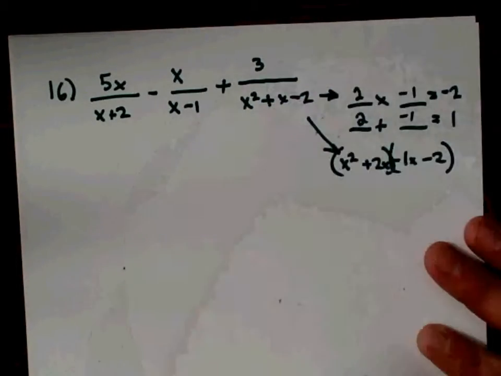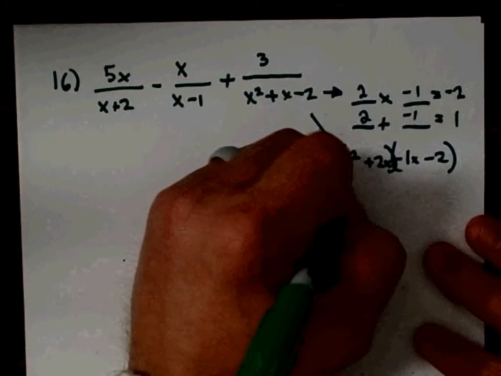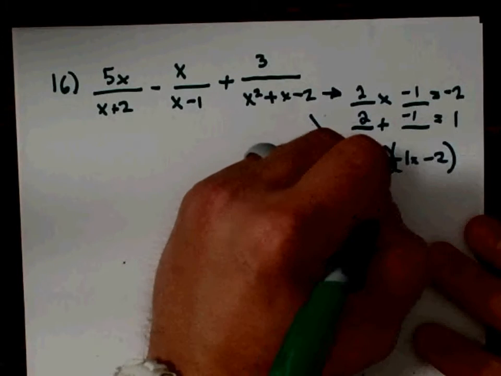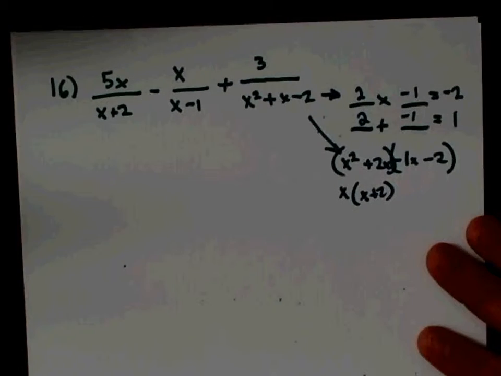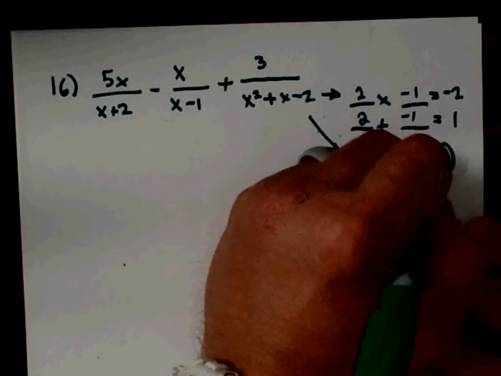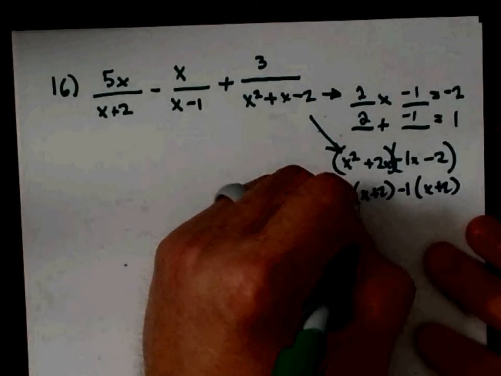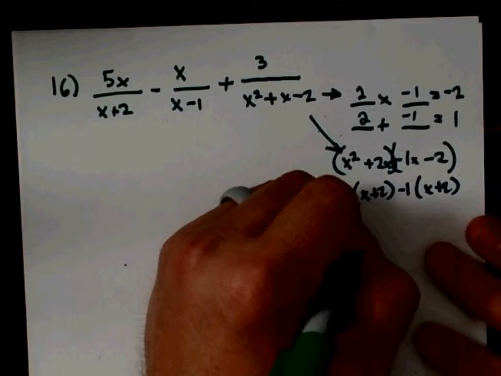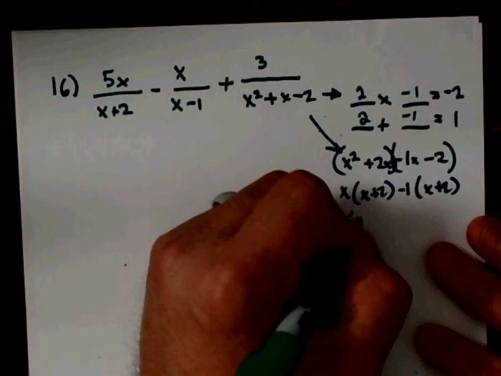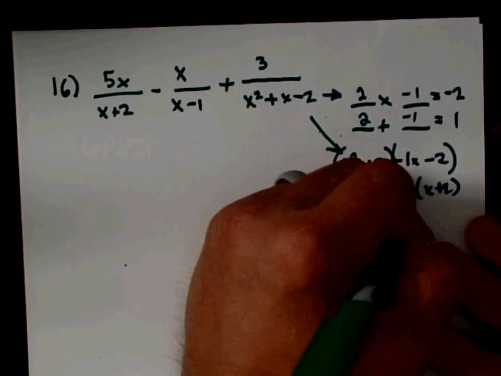What is the greatest common factor in the first set of parentheses? X. We got x plus 2. Greatest common factor in the next one? Negative 1. So I got x plus 2. So what's my factored form? X minus 1 and x plus 2.